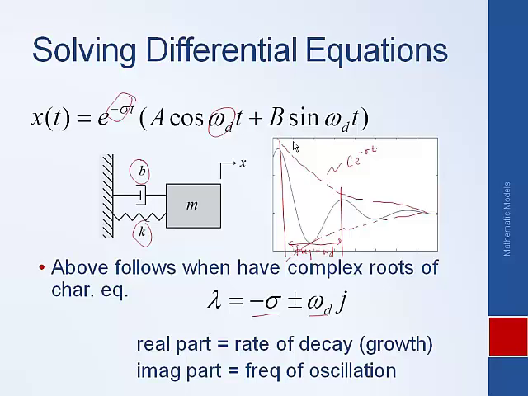What would happen if the real part was 0, if sigma was 0? Think about then what our response would look like. If sigma was 0, then we would have e to the 0, where e to the 0 is 1. And so we would in essence just be left with that sine and that cosine, and so it would oscillate forever without decaying.